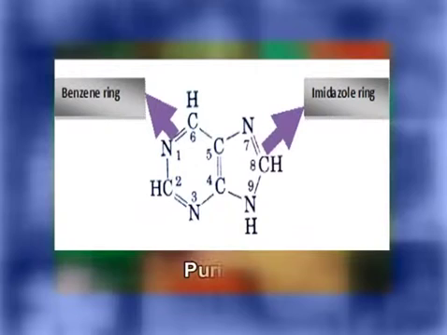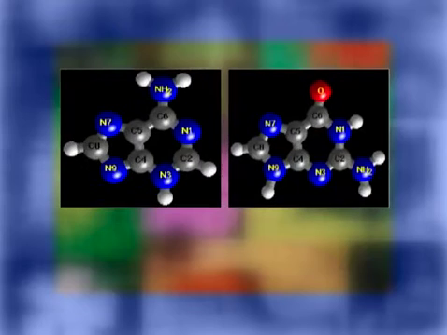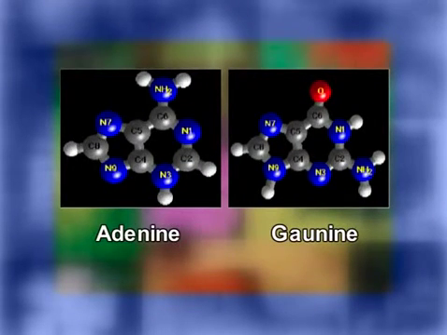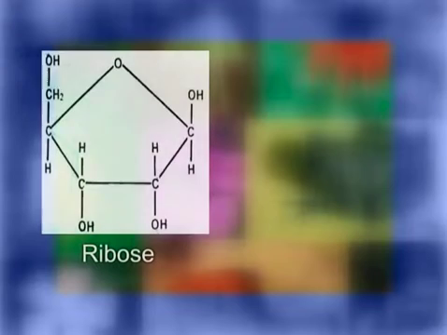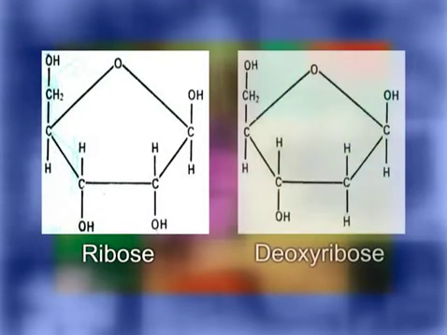The purine has a double-ringed structure, that is, a 5-member imidazole ring is attached to the 6-member benzene ring. Purines are of two types: one, adenine, and two, guanine. Sugar, which is the second component of a nucleotide, is ribose in the case of RNA and deoxyribose in the case of DNA.